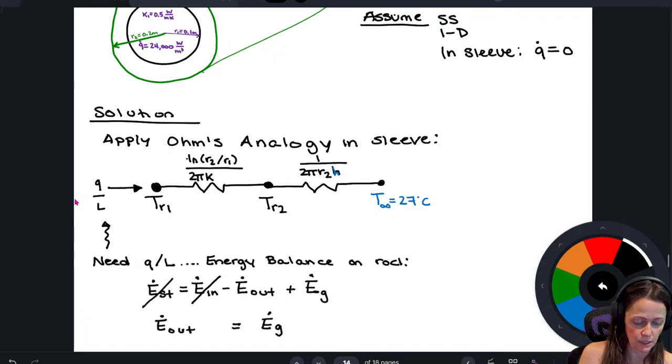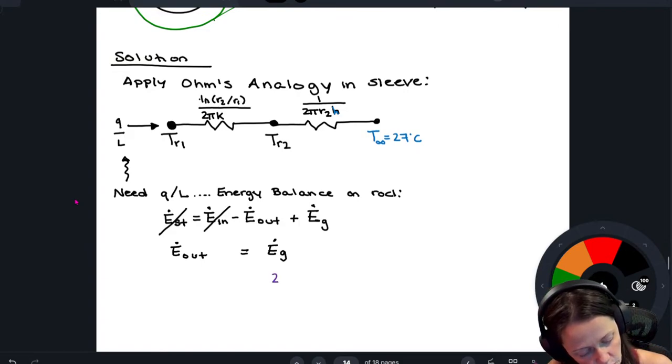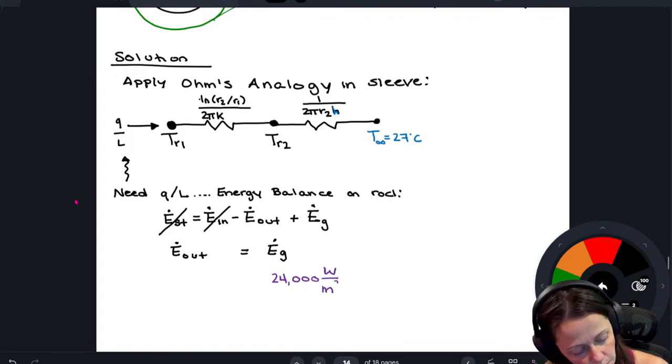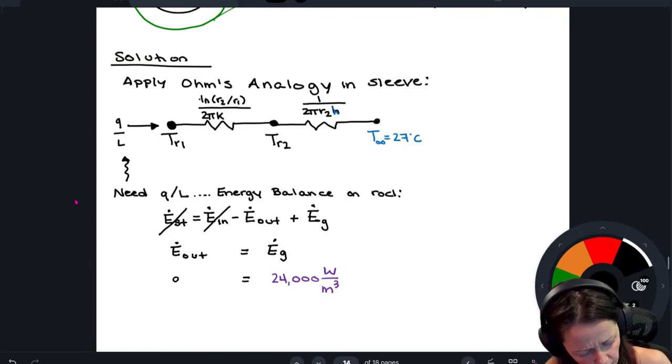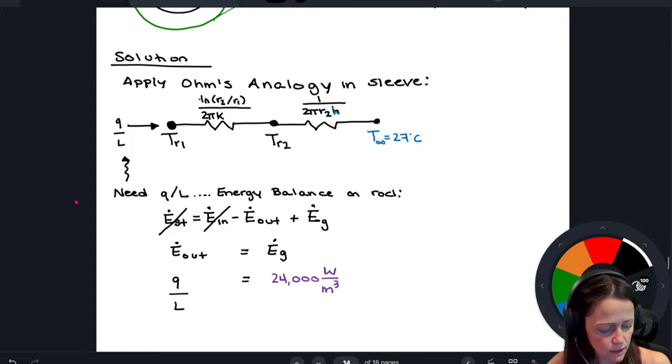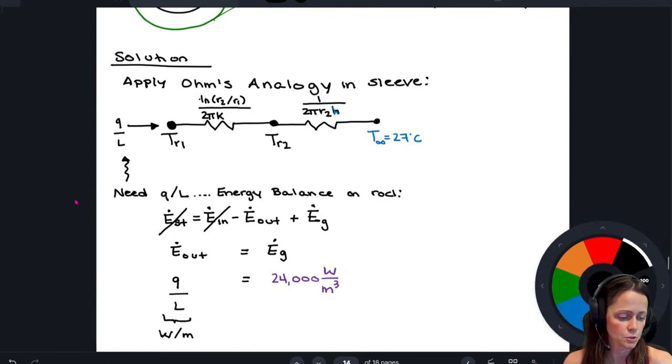So let's try to relate those things. I know the E dot G, let's put a Q dot there: 24,000 watts per meter cubed. And then I know my E dot out. Let's put that in terms of Q over L. So my Q over L would be in terms of watts per meter. So it looks like I need to multiply the right-hand side. If I want to get watts per meter, I need to multiply it by an area.